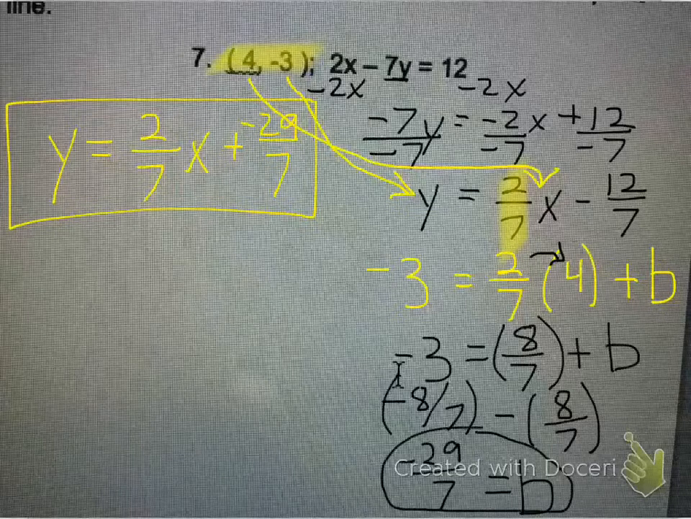And that's your equation. Does that help? A little bit.